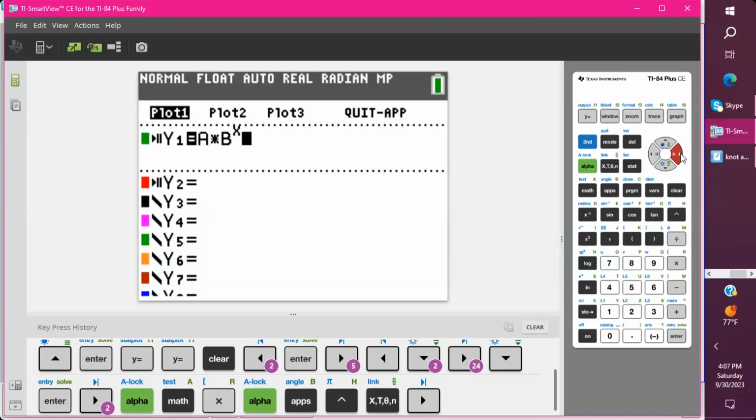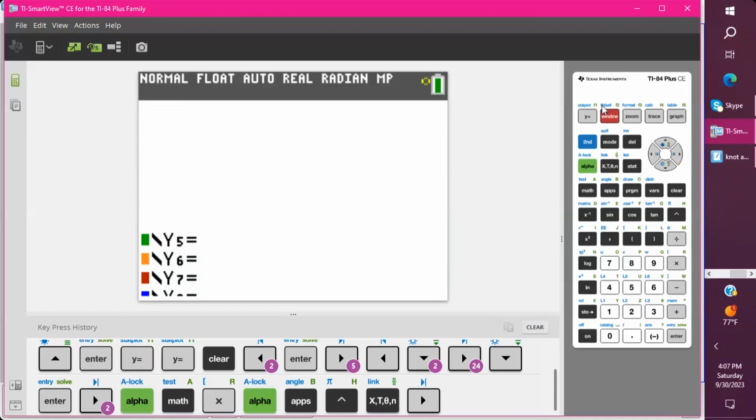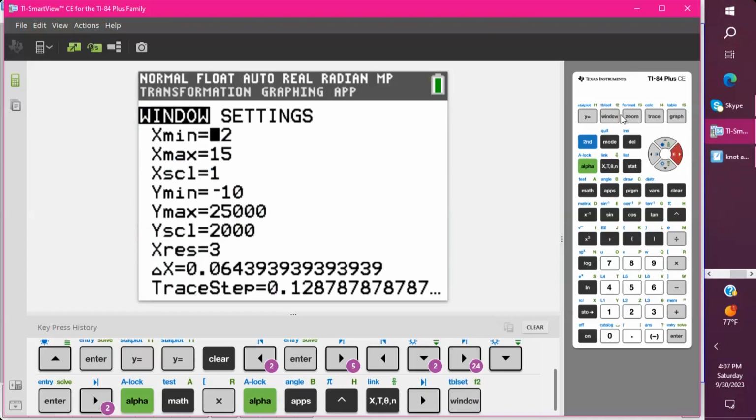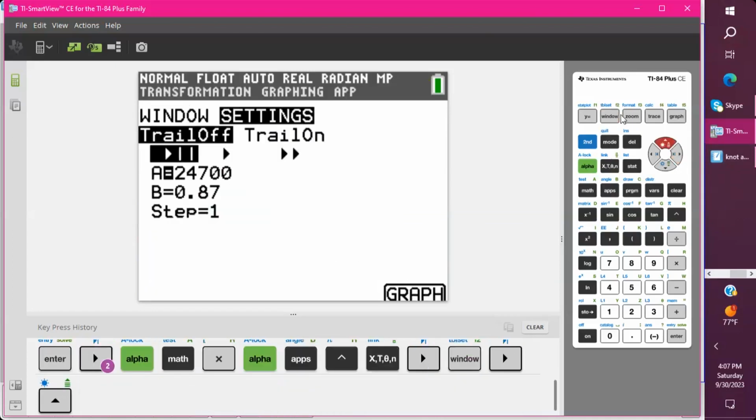The other thing I might want to do is make sure that I'm starting in the right spot and a basic idea. So I'm going to go up to my window key, go to the window, over to the settings, and I want my A to be a value of 1 to begin with, and I want my base to be a value of 2, your basic exponential.